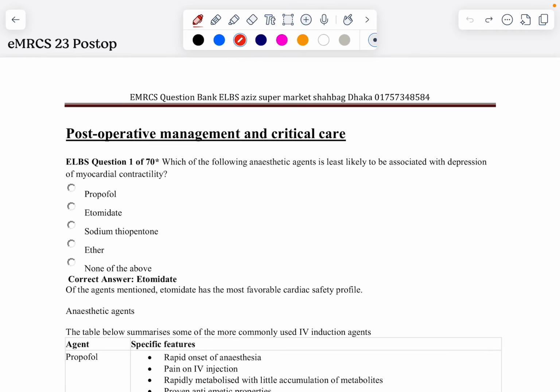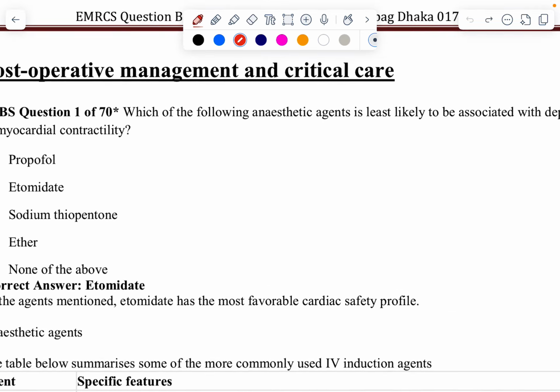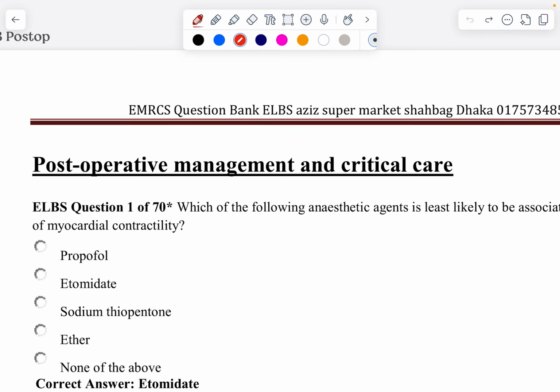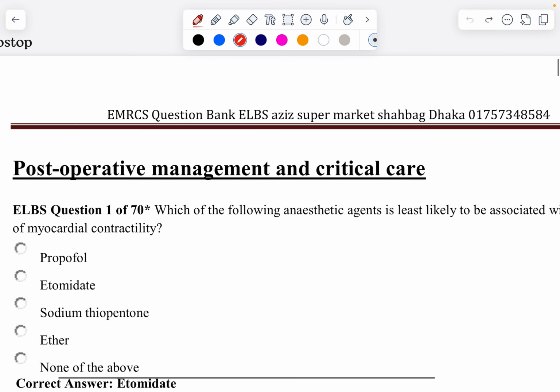So this one is EMRCS questions about post-operative management and critical care. Let's see the questions. Which of the following anesthetic agents is likely to be associated with myocardial contractility?